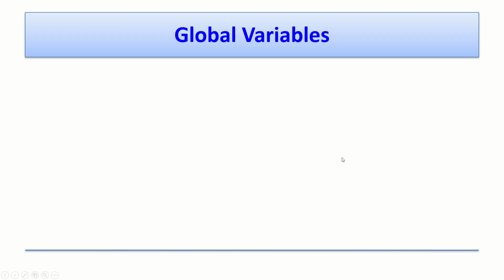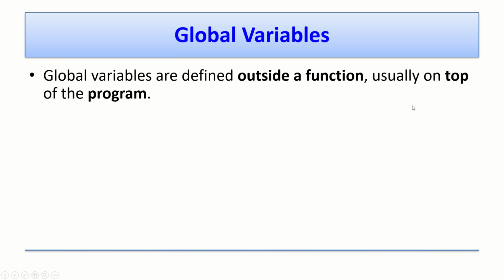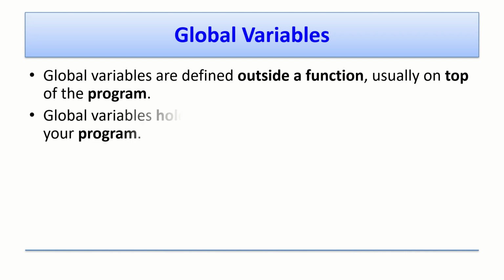Okay, the next one is global variables. So what is a global variable? Global variables are defined outside the function, usually on top of the program, right? So if it is outside, usually we define the global variables on top of the program, right?